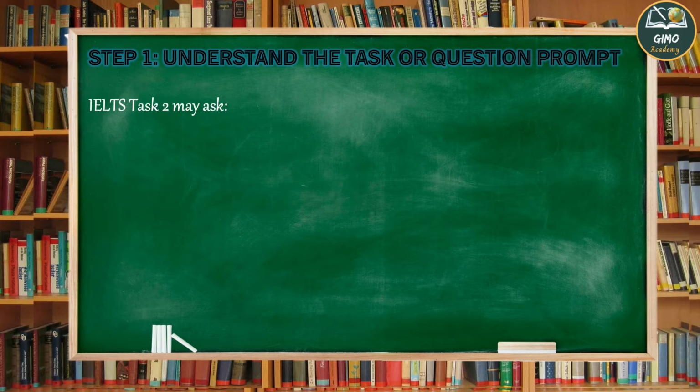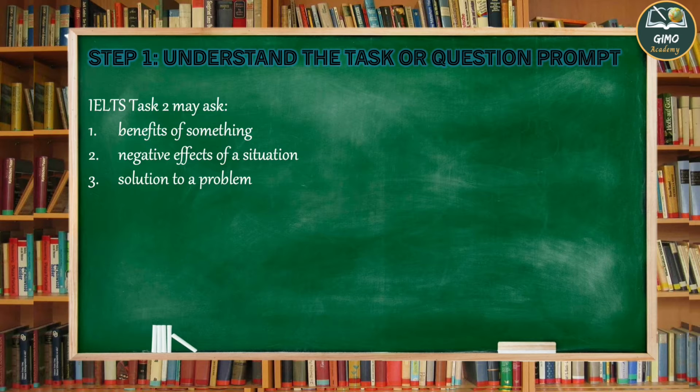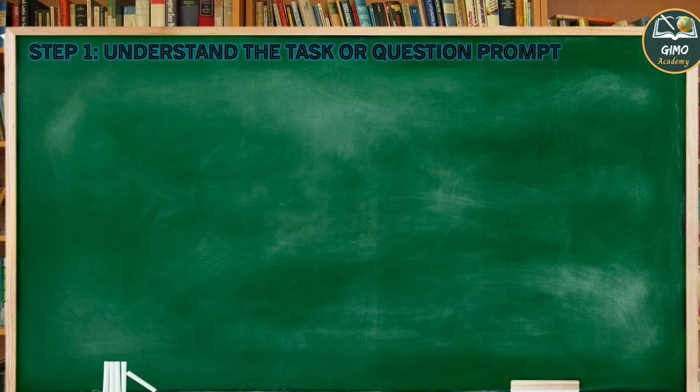For example, the IELTS Task 2 may ask you to talk about the benefit of something, the negative effect of a situation, a solution to a problem, an opinion about an event, and much more. Let's go step by step now. Let's have a look at the following 5 types of questions that you are likely to encounter in your IELTS Task 2 essay.